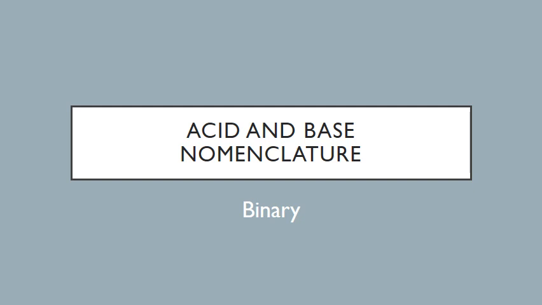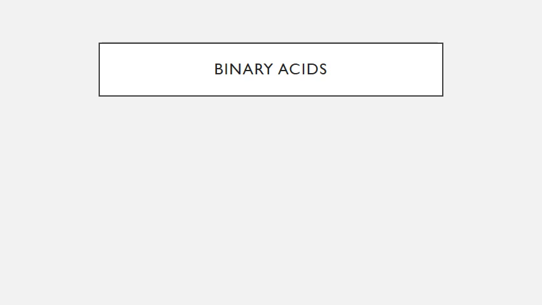So this video is going to go over how we name what are considered binary acids and bases. So we'll define what it means to be a binary acid or binary base, and then we'll go over how to write the names and the formulas for each of them. So first, binary acids. A binary acid is a compound that's made up of a hydrogen and a nonmetal.